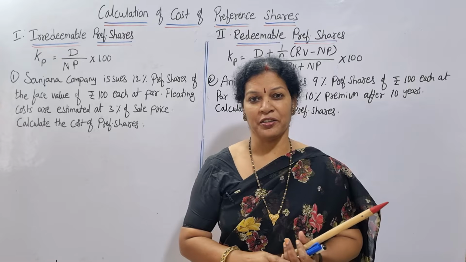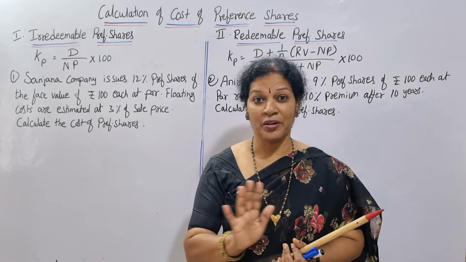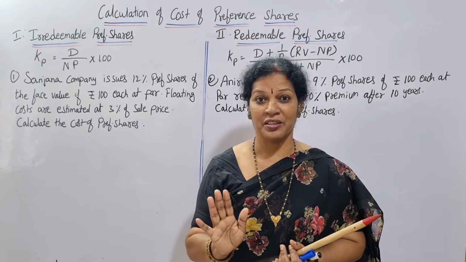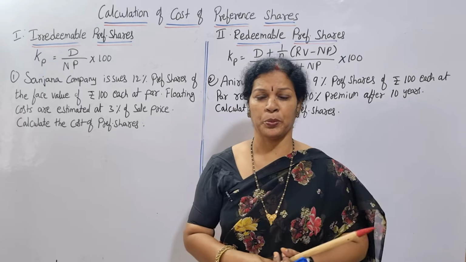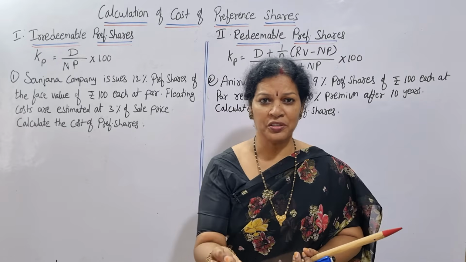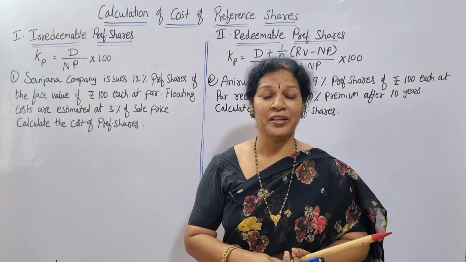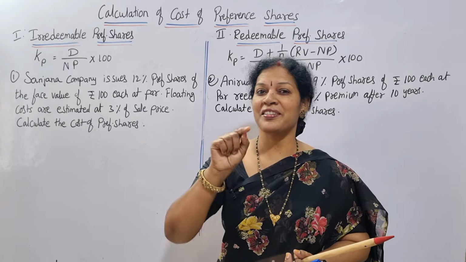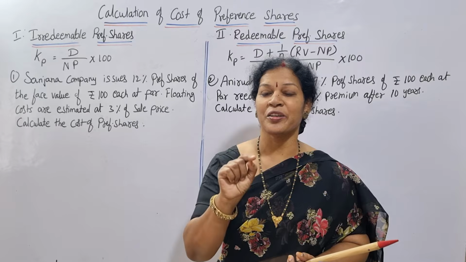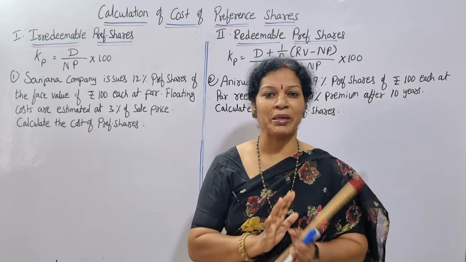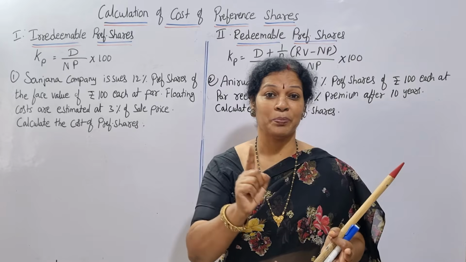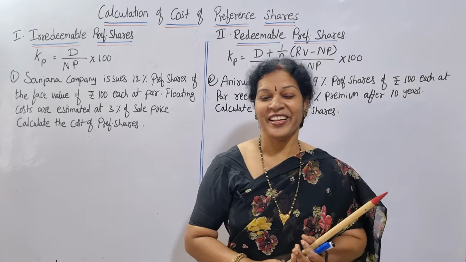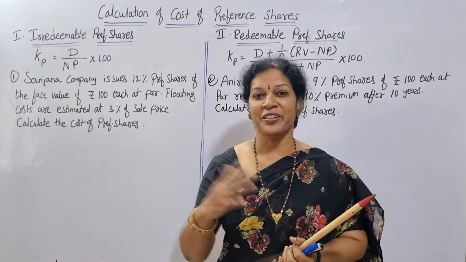Whenever we calculate cost of preference shares, here you will not get any tax deduction. Tax deduction is possible only in case of debt. When you issue the debentures, there you are going to pay interest. On interest, tax deductible facility is there. So we had it only over there, but not in preference shares, not even in equity shares. Point to be noted. Now today we'll see how to calculate cost of preference shares.